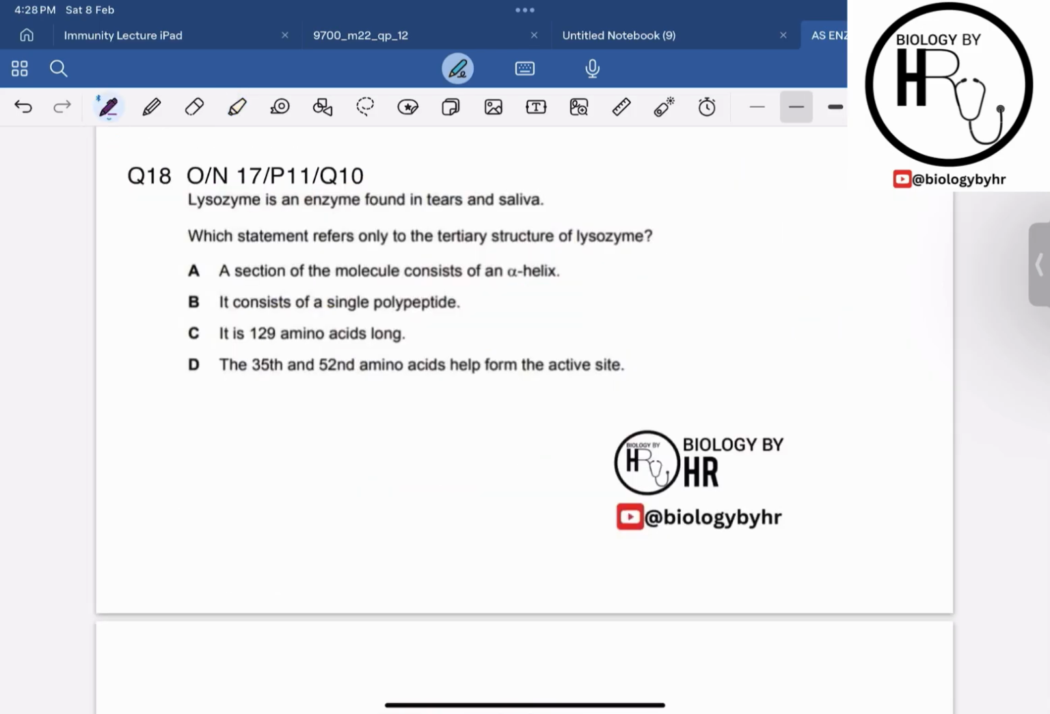Alright, so now let's move on to question 18, which is from October-November 17, paper 1-1, question 10. It says that lysozyme is an enzyme found in the tears and the saliva. Which statement refers only to the tertiary structure of the lysozyme? They are talking about lysozymes as enzymes in nature, and which statement is referring to the tertiary structure, the 3D structure of the enzyme.